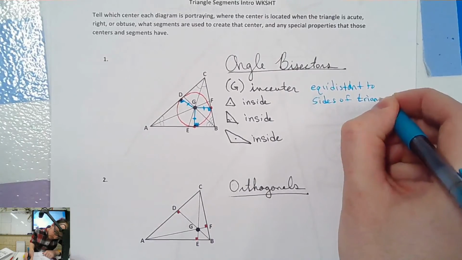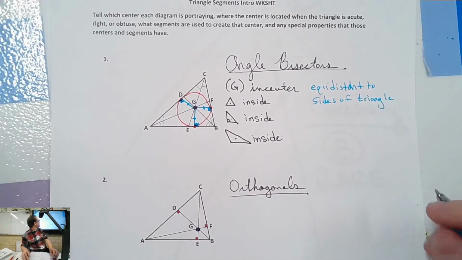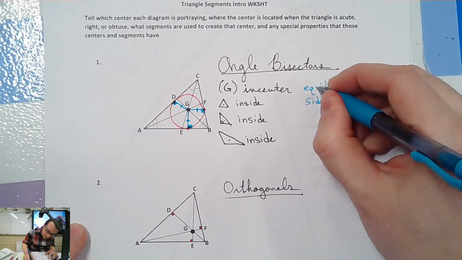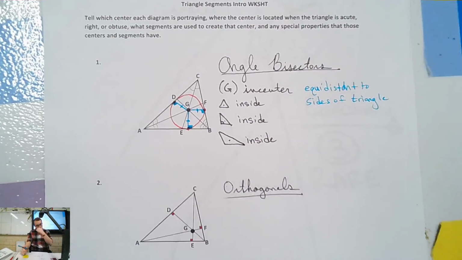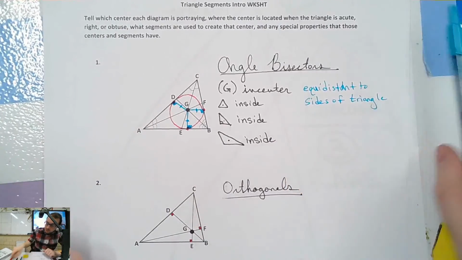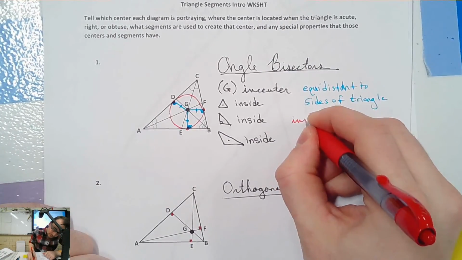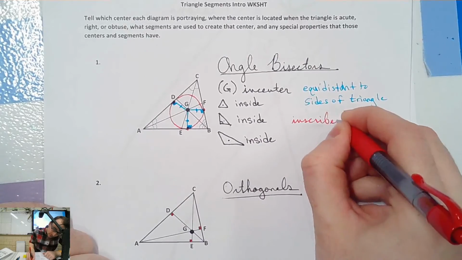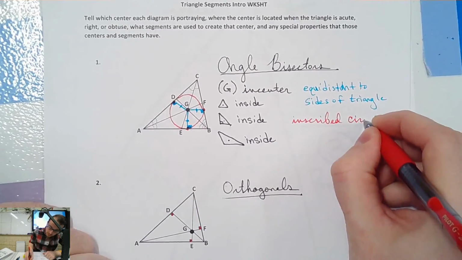How do you guys spell equidistant? Sorry. Oh, that's why I goofed it up. There we go. Equidistant to the sides of the triangle. My pen's kind of dying out on me, guys. Equidistant, right? Since it's equidistant to the sides of the triangle, that means it forms a circle that perfectly fits inside the triangle. So we call that circle an inscribed circle. So the incenter is the center of an inscribed circle that perfectly fits inside the triangle.